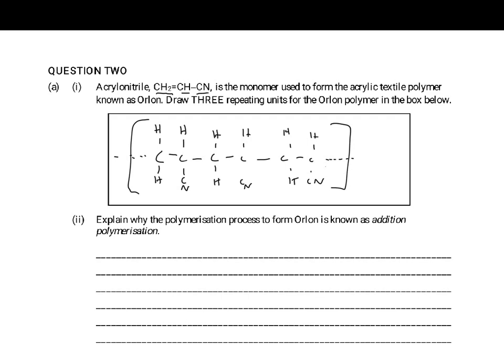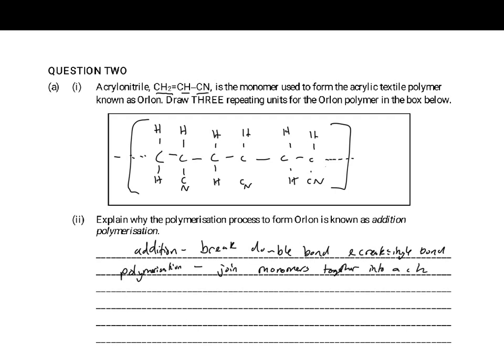So, explain why this process is known as addition polymerization. So it's kind of 2 parts. Addition, if you think back to what an addition reaction is, it's the breaking of a double bond and creating single bonds. So you're breaking the double bond of the monomer and you're creating single bonds between the monomers. Second part is polymerization, is where you join monomers into a big long chain. So join lots of monomers together into a chain.